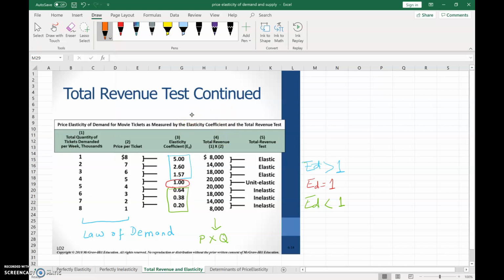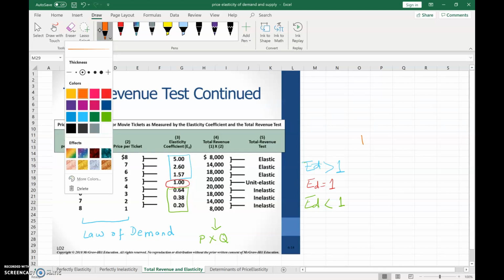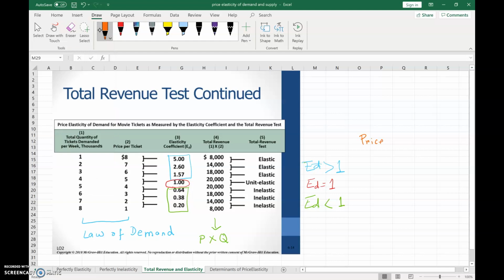Now just notice something here. The price is doing what? The price keeps going down and we have elastic demand, unit elastic demand and inelastic demand. With the type of demand in mind, I'm gonna look at what happens to total revenue.